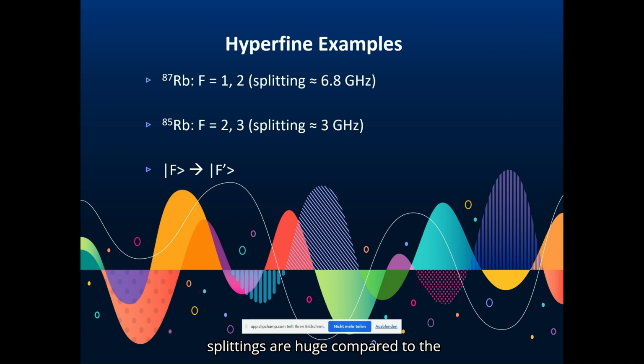These gigahertz scale splittings are huge compared to the natural line width, which is only on the order of a few megahertz. So instead of a single transition from G to E, from the ground state to the excited state, we actually have many allowed transitions in the form of F transitions to F prime between the hyperfine sublevels of the ground and excited fine structure states.